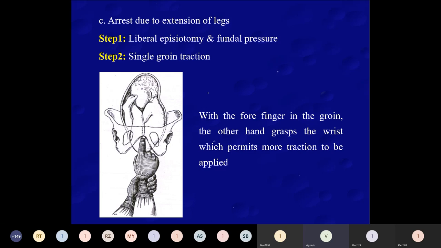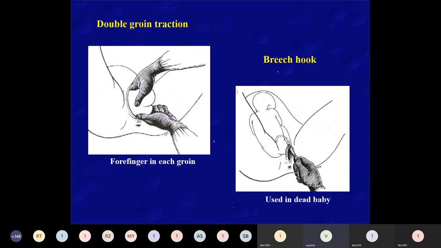And once the breech comes down, then you have to apply Pinard's maneuver here. You flex the breech here, bring down the foot, and then deliver. Or you can also give a double traction, like four fingers in each groin, or you can also use the breech hook and deliver.